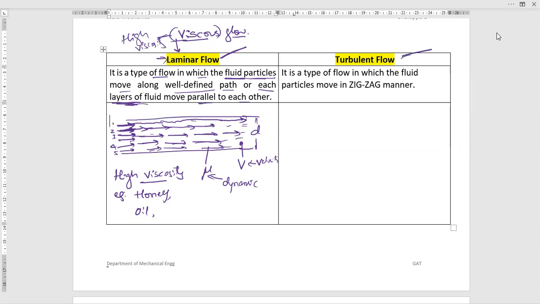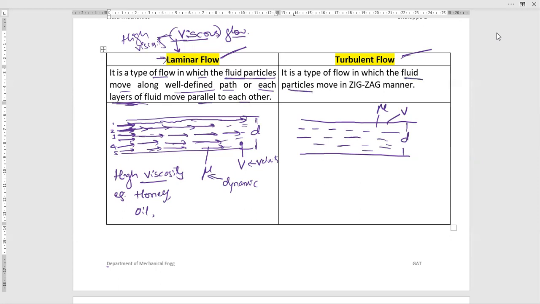Then for turbulent flow, again I will consider one pipe. D is the diameter of the pipe, V is the velocity, and mu is the viscosity of the given fluid. The fluid is a liquid flowing through this pipe. So what does the definition say? It is a type of flow in which the fluid particles, or fluid layers or streamlines, move in a zigzag manner. For example, one layer of fluid, second layer, third layer, fourth, fifth, a number of layers of fluid.